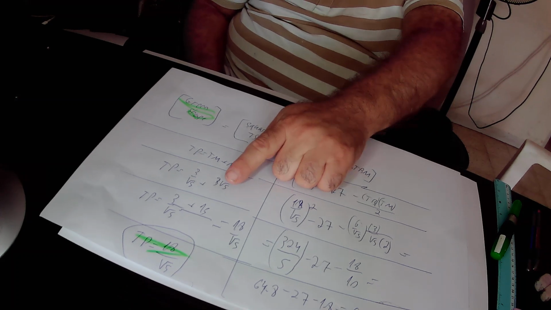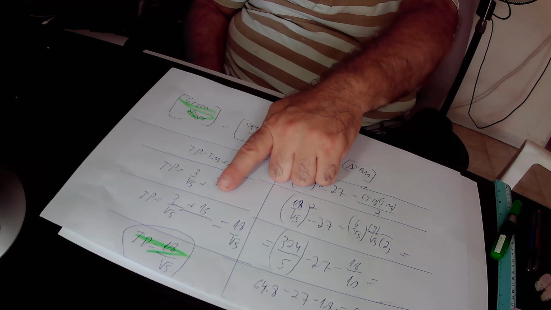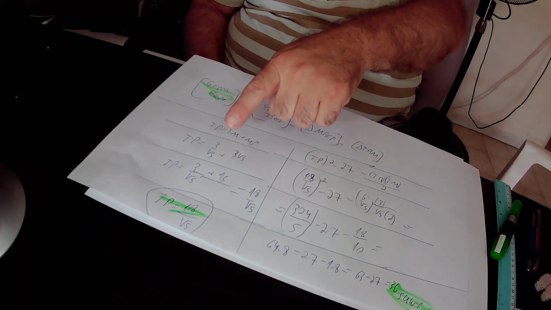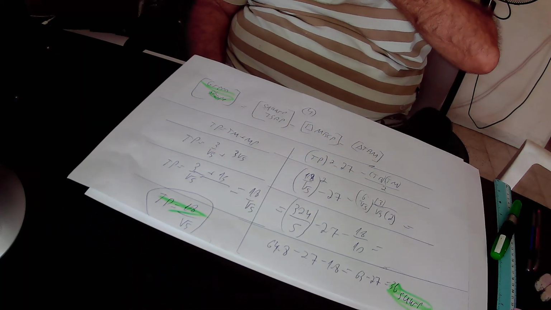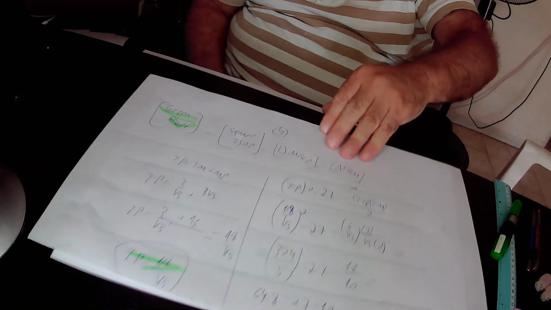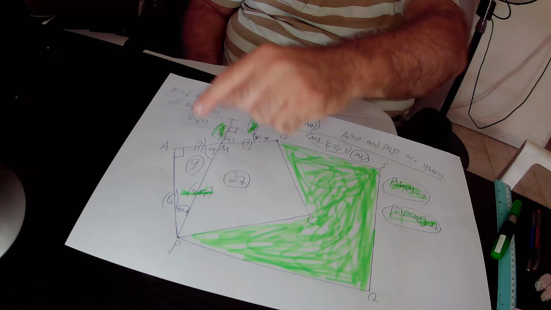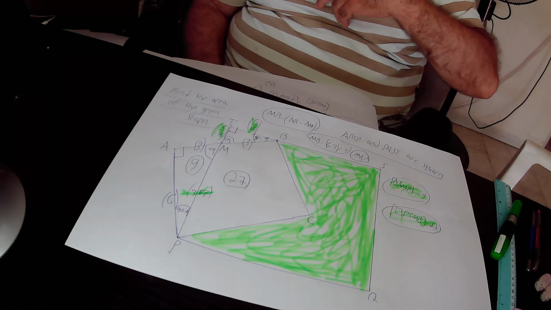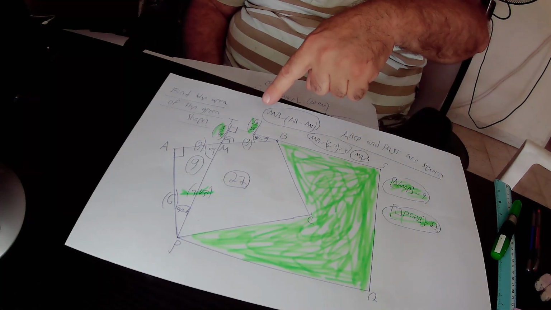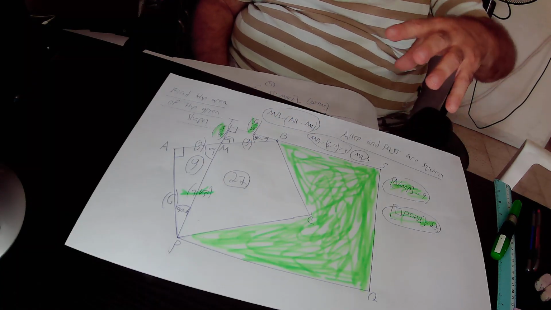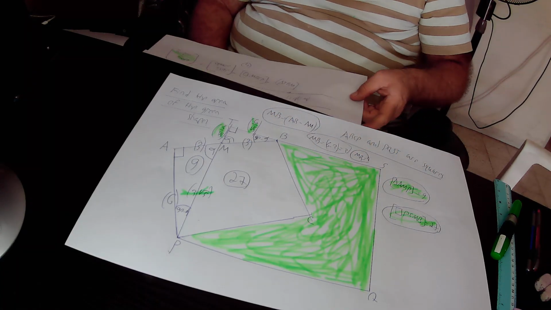So in total, we should find out that TP equals 3 plus 15, that is 18 over square root of 5. So TP equals 18 over square root of 5 units in itself. This is side TP of the big square TSQP, and it is equal to 18 over square root of 5 units. Our task is to find out the area of this green shape.